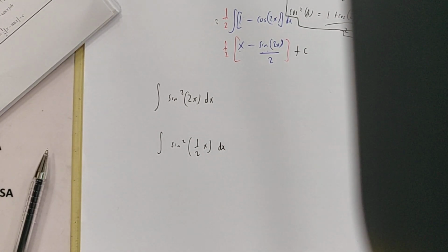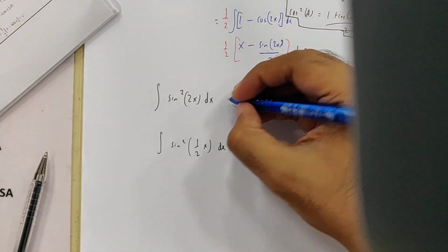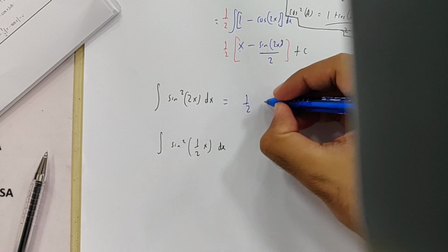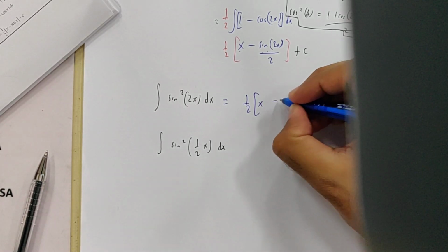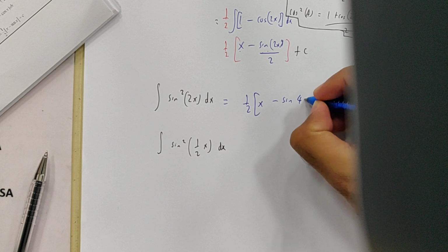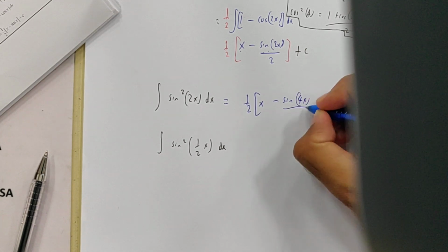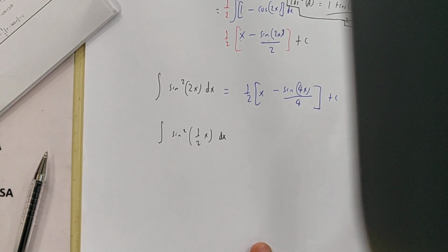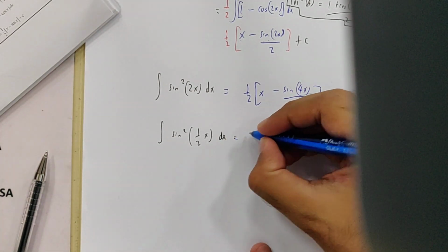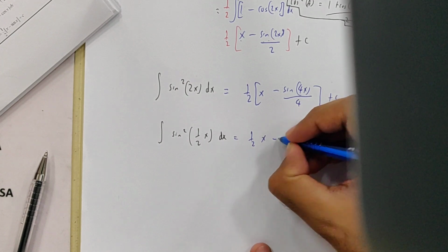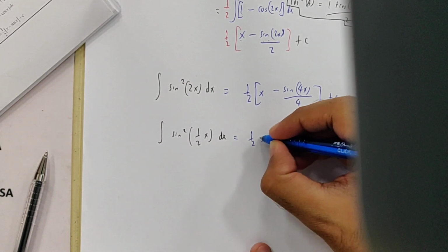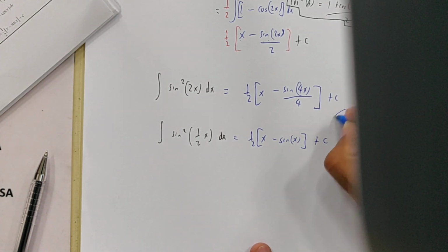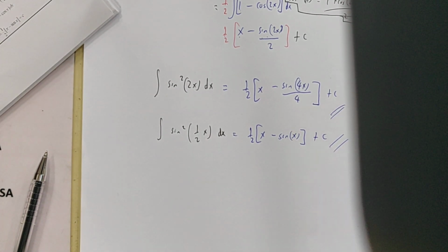So the answer for the first one is half x minus sine 4x over 4 plus c. For this one here, the answer is half x minus sine x plus c. Okay, I'm sorry, I need to move on because we are short of time.